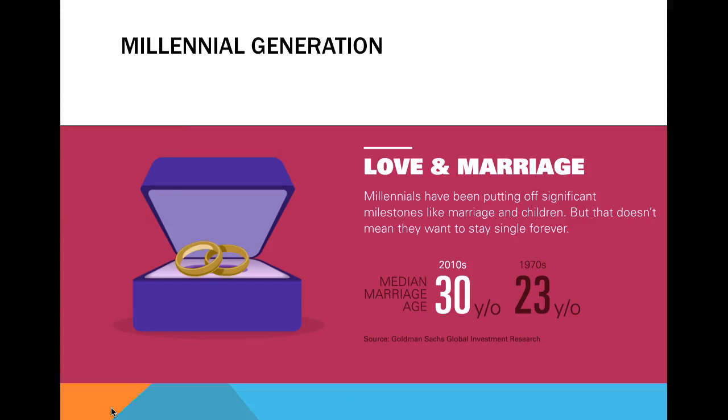Another thing that researchers know about your generation is that you are waiting longer to get married. So millennials have been putting off significant milestones like marriage and children. The median marriage age for the millennials is about 30 years old in 2010. And if you compare that to your parents' generation, which is the 1970s, they were getting married when they were 23 years old. And if you go even further back into the 1950s, they were getting married at 18, 19, or even 20 years old.